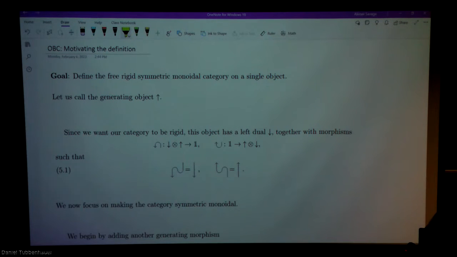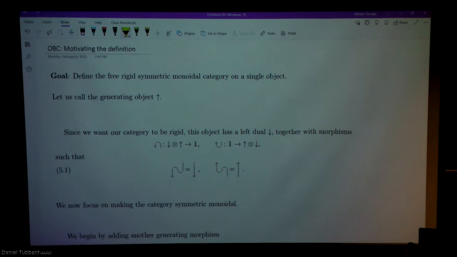So remember, rigid meant that all objects had left and right duals, and symmetric monoidal was this symmetry property that we formalized. And we saw things, for instance, that in any symmetric monoidal category, if you have an object with a left dual, then that left dual is also right dual, right? We saw things like that. And things like the caps and cups, which gave our duality data, slide through crossings. And then we started off, but didn't finish, so let me recap.